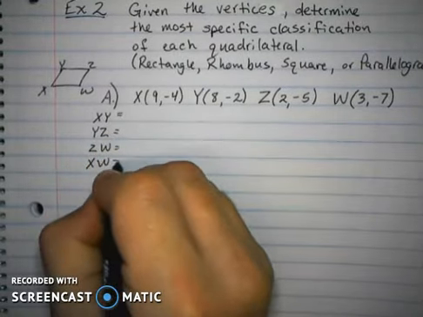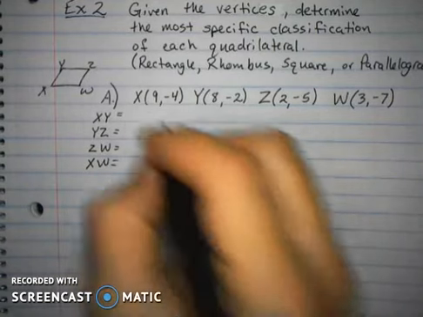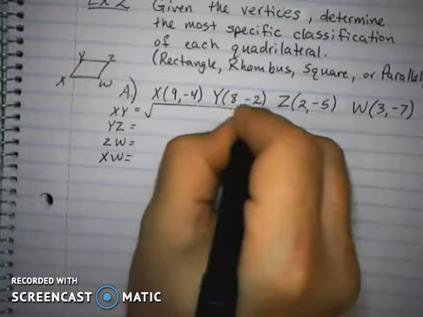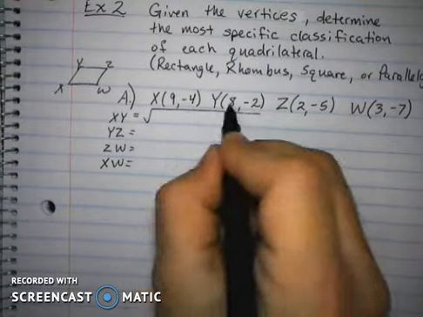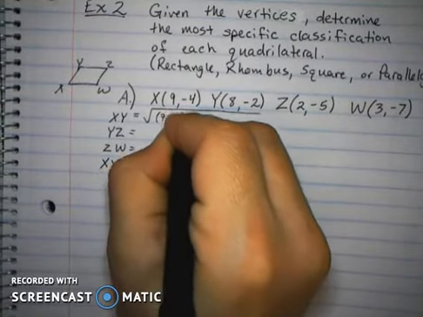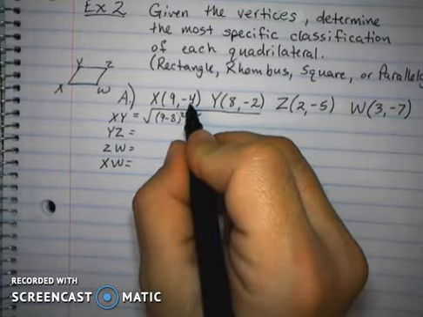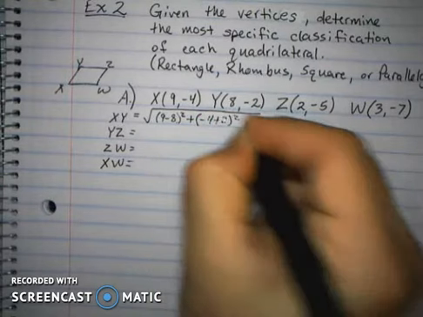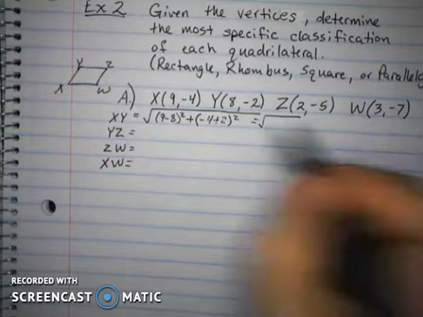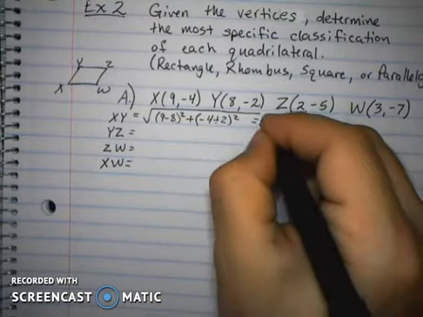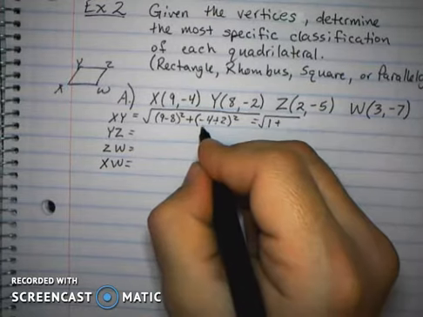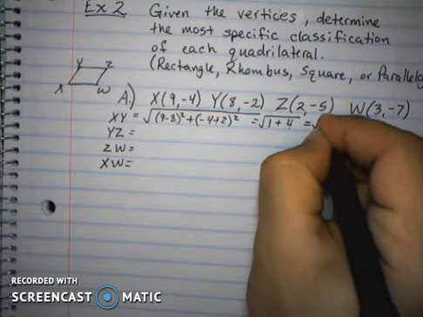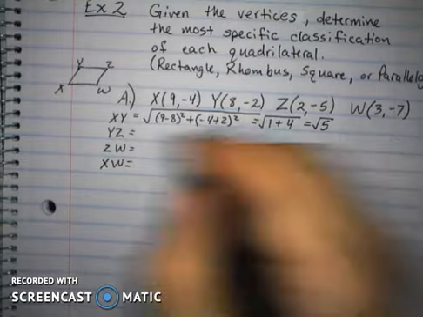Okay, so we're going to use our distance formula to find all 4 of those lengths. xy means we would take the difference of the x's, 9 minus 8 squared, and then the difference of the y's, -4 minus -2 becomes -4 plus 2. 9 minus 8 is 1. 1 squared is 1. -4 plus 2 is -2. -2 squared is 4. And 1 plus 4 is 5. So the length of side xy is √5.